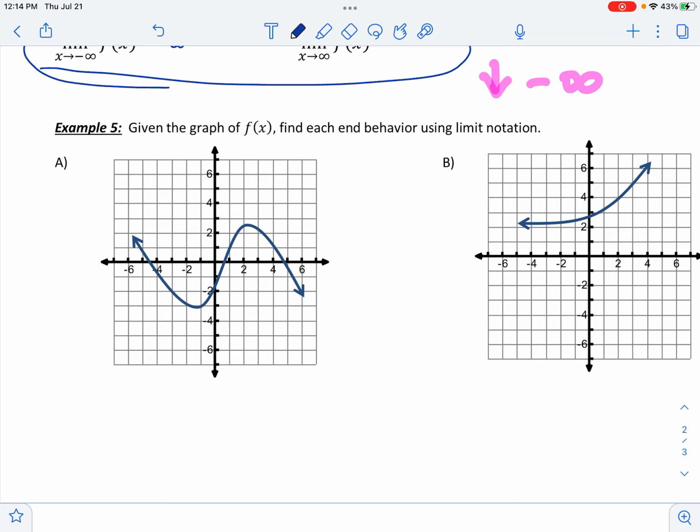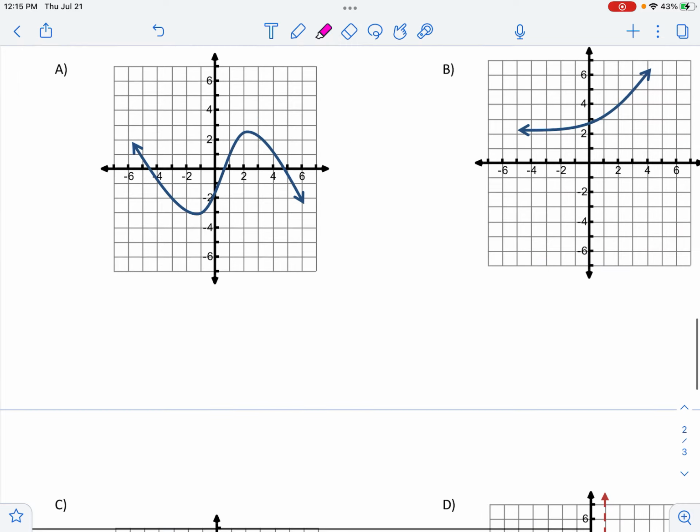All right, so let's go ahead and practice that 4 times. So all of these are given the graph of f of x, so I named them all f of x for you. They could be named something else, like one could be g of x, and one could be p of x, and so on and so forth. Find each end behavior using limit notation. So that's what your directions are.